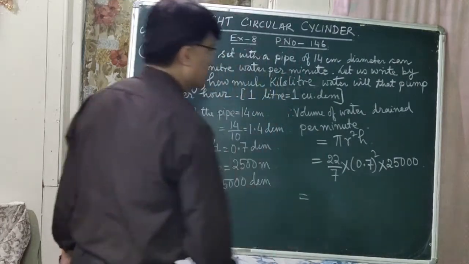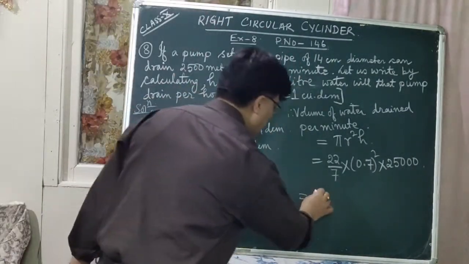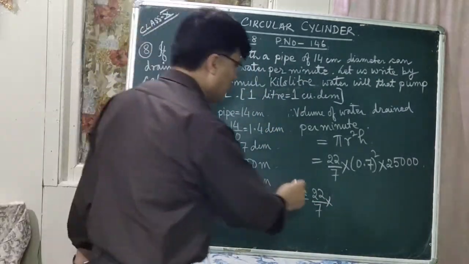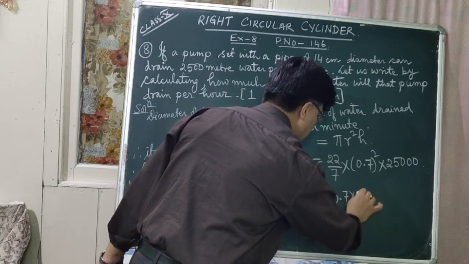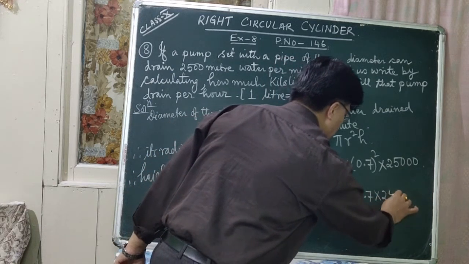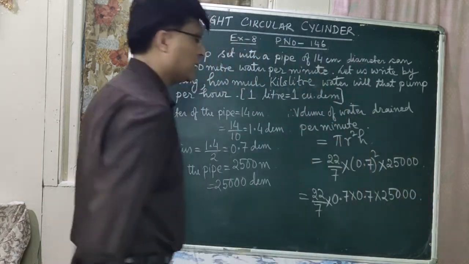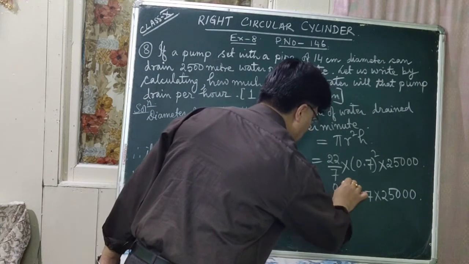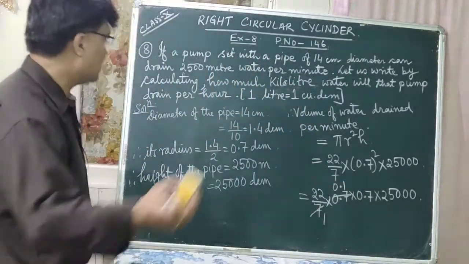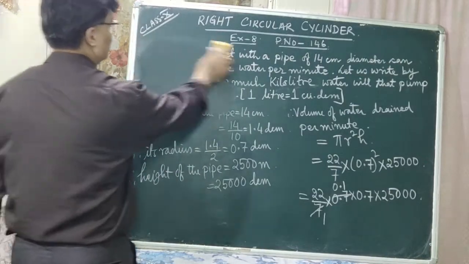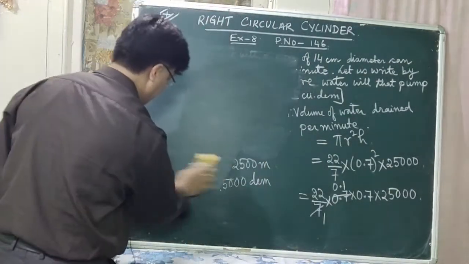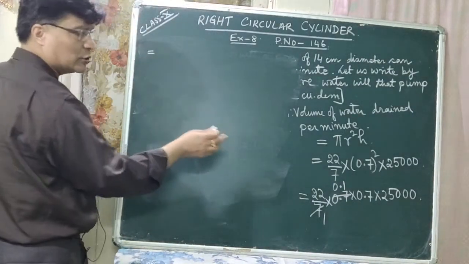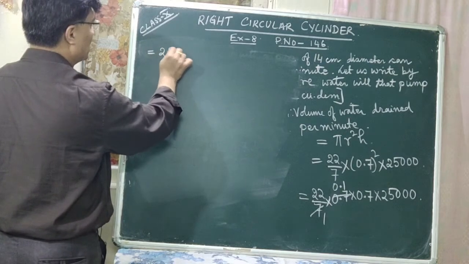So which is equal to, so let us simplify it. This is 22/7 into, what is 0.7 whole square? It is 0.7 into 0.7 into 25,000. So I think you have understood it. So let us simplify it. 7 ones are 7, 0.1 times, right? So let us multiply them. Now, is equal to 22 into 0.1. That is your 22 into 1 is 22.